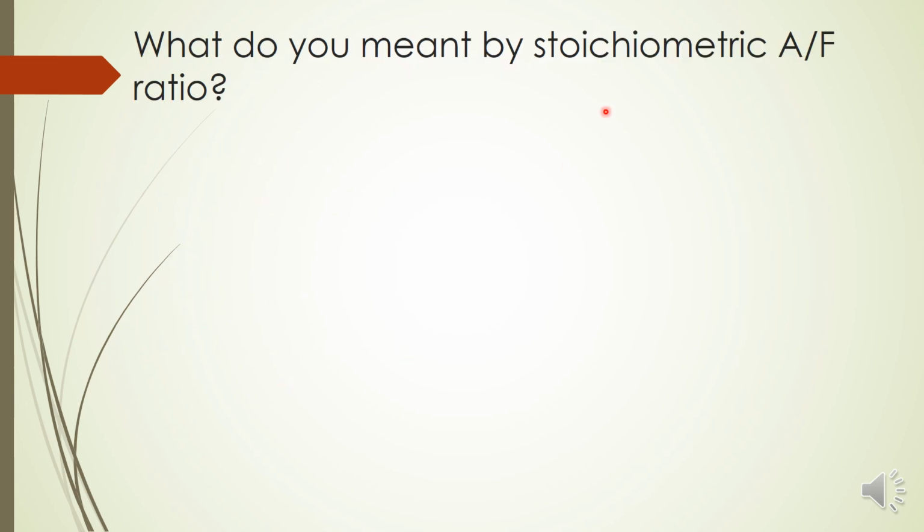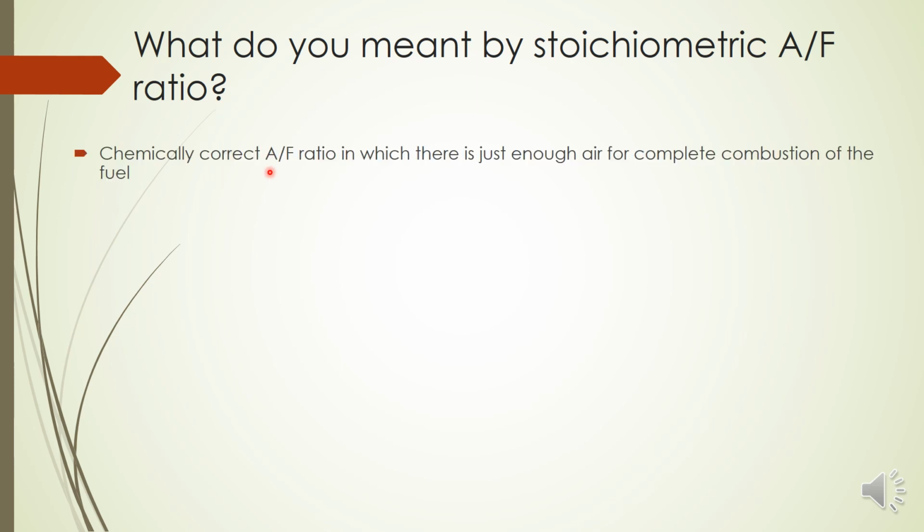So what do you mean by stoichiometric ratio, air fuel ratio? Already you might have studied in thermodynamics. It is the air fuel ratio which is chemically correct and which will give complete combustion. So stoichiometric ratio means a chemically correct air fuel ratio in which the air is just enough for complete combustion. So how will you calculate that? Then how will you calculate it for a particular fuel?